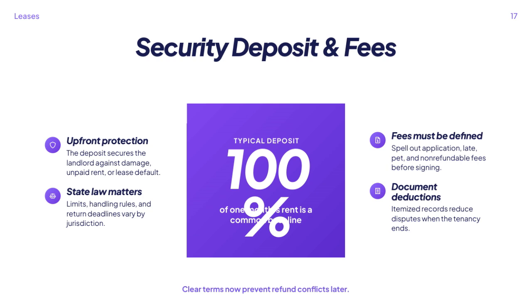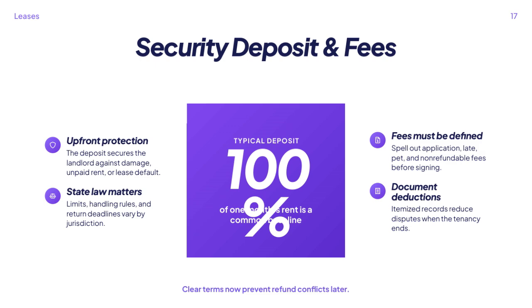Essentially, this deposit protects the landlord against any potential damage, unpaid rent, or if the tenant defaults on the lease. It's important to keep in mind that state laws significantly affect how deposits are handled. Each jurisdiction has its own rules regarding limits on deposit amounts, how they must be managed, and deadlines for their return.